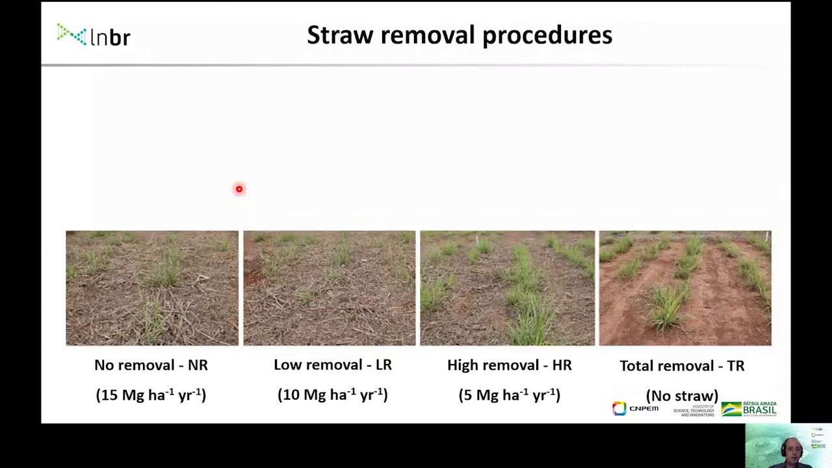So here I am showing the straw removal rates that we used in this study. We used no removal, where 15 megagrams of straw was maintained on the field per year. Low removal, 10 megagrams of straw. High removal, 5 megagrams of straw, and total removal, where all straw was removed from the field.